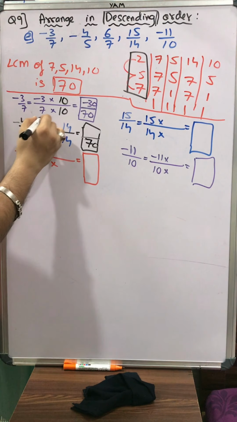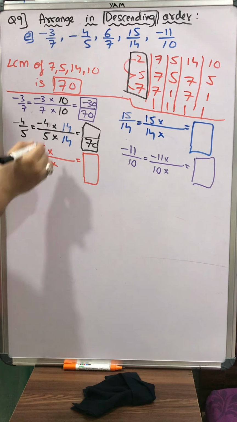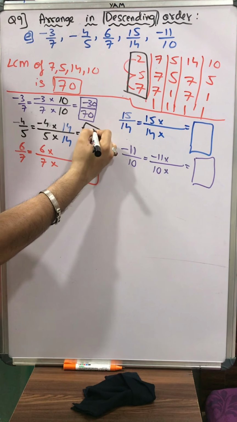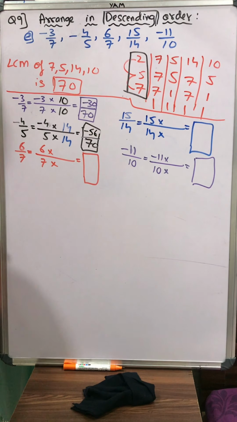And 14 4s are 56. But here we have a minus. So minus 56. Okay. Next one.